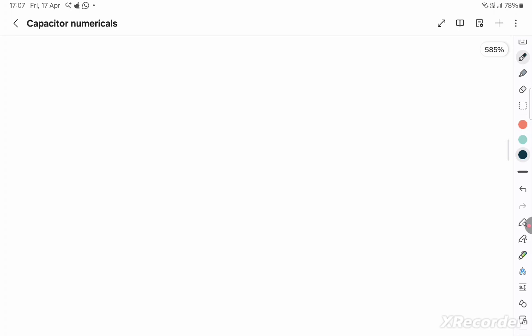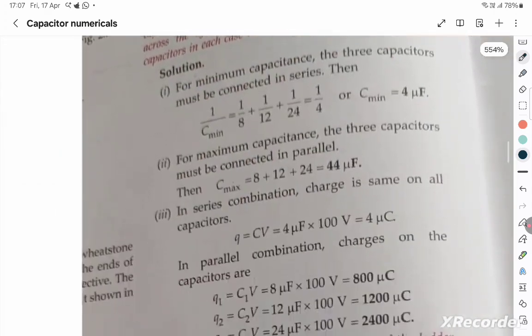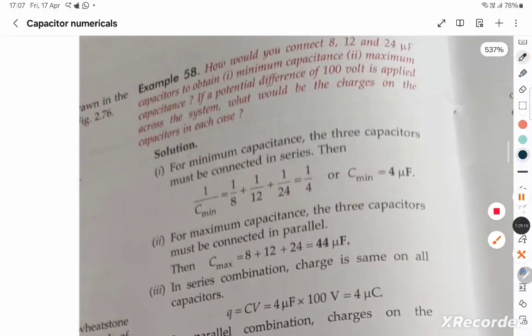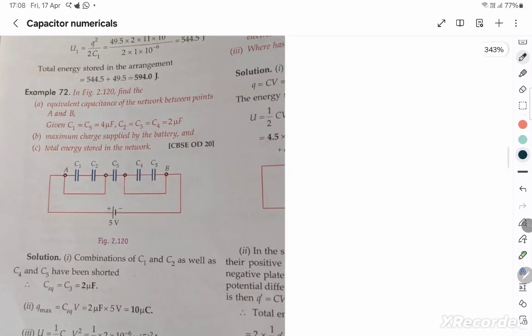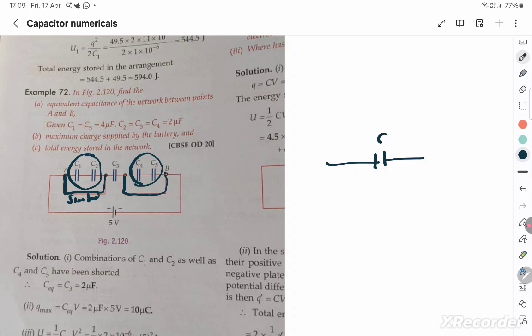Let me spot the 72nd question. Next is the 72nd question. You can see this is the network. They have simply connected a wire like this, which means they have shorted the circuit. Shorting a circuit means they are taking it away from the circuit. These two are at the same potential, and no charge is going to flow through. They're shorting it, so they are left only with the C3.